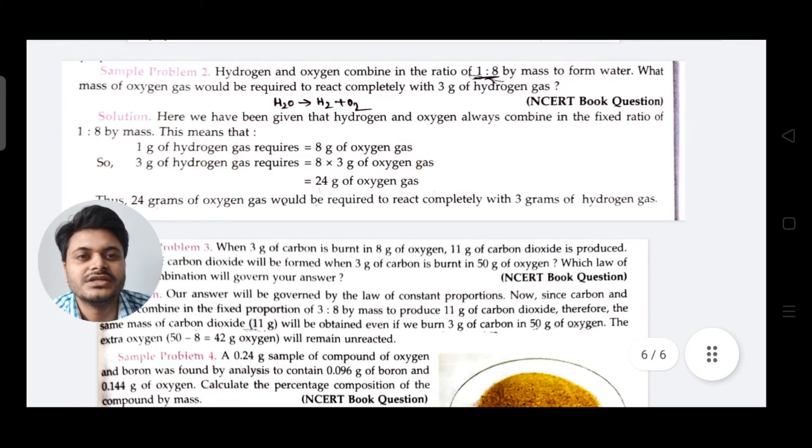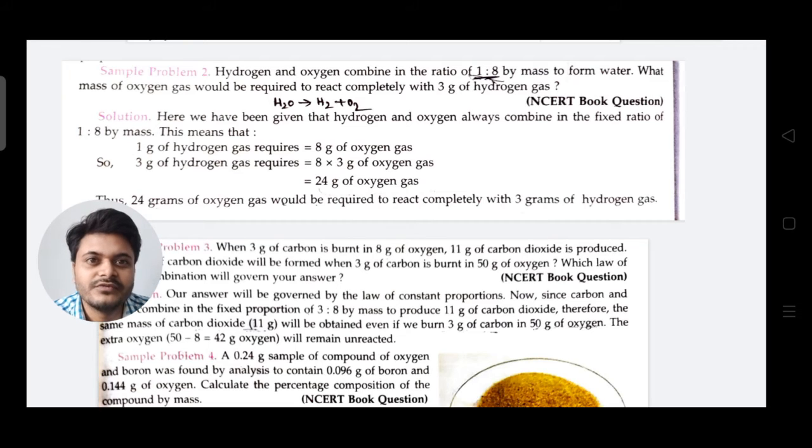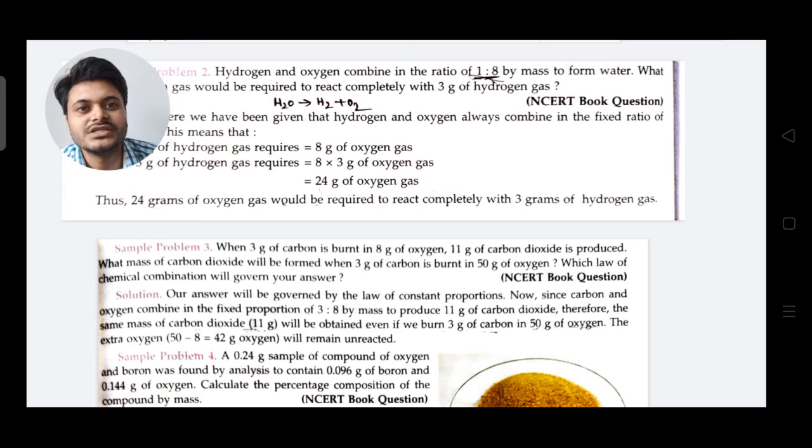So you can see in the solution here we have been given that hydrogen and oxygen always combine in the fixed ratio of 1:8 by mass. Okay, so hydrogen and oxygen are given in the ratio of 1:8 by mass. This means that 1 gram of hydrogen gas requires 8 gram of oxygen. So 3 gram of hydrogen gas requires 8 into 3 gram of oxygen, that is 24 gram of oxygen. Okay, so thus 24 gram of oxygen gas would be required to react completely with 3 gram of hydrogen gas.